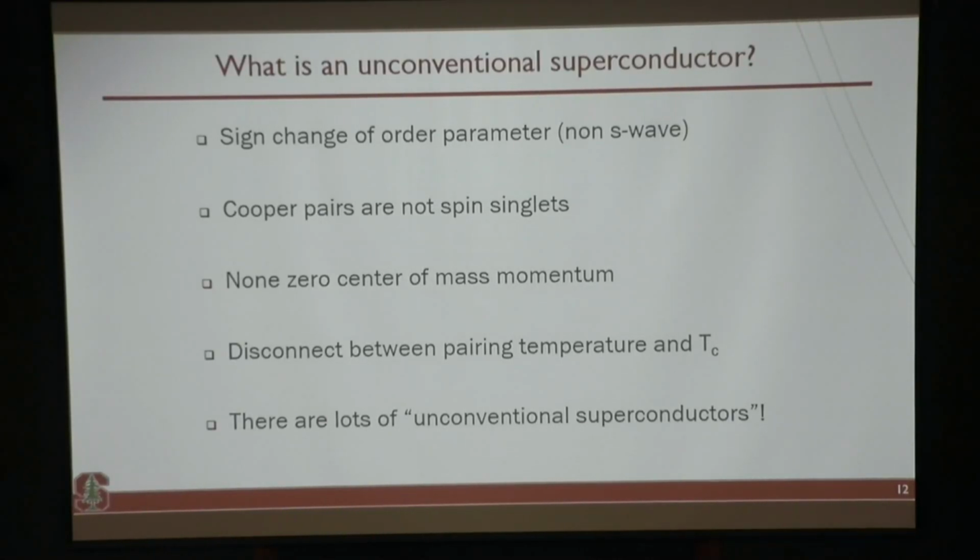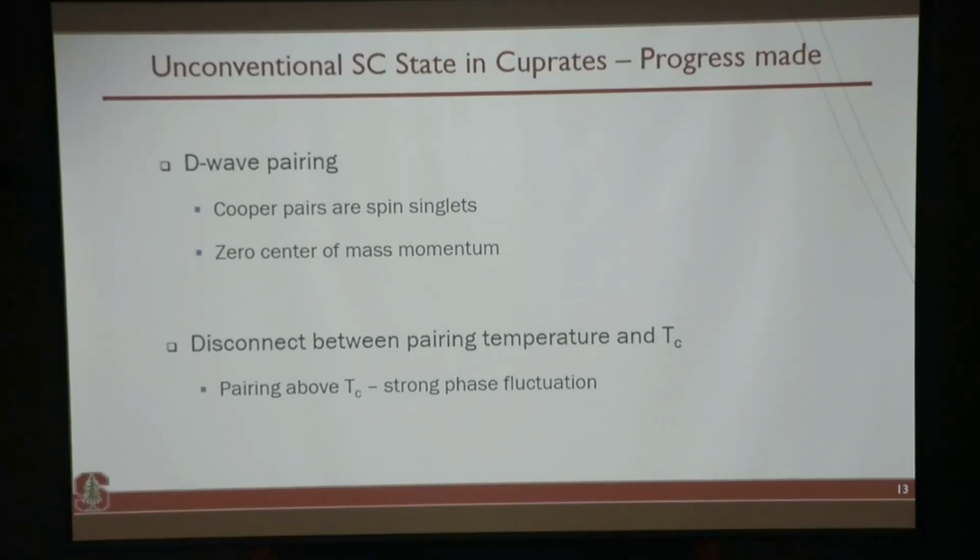Okay. Now let me talk about this aspect. It turns out in the cuprates, really there are two things which are unusual in the superconducting state. One is the d-wave pairing. And of course, these two are given once you have that. Okay. Then there's a disconnect between pairing temperature and TC. Those are the things after these years of work, and we have more or less a consensus.